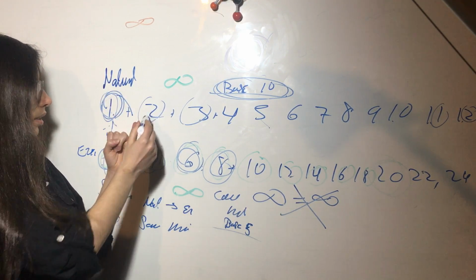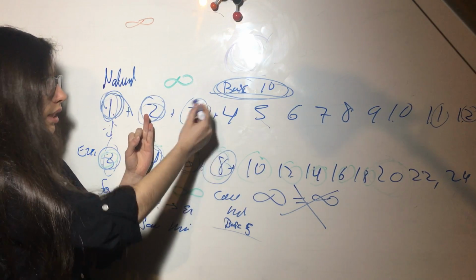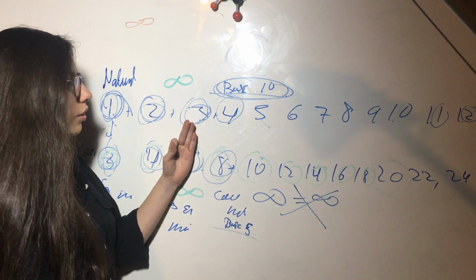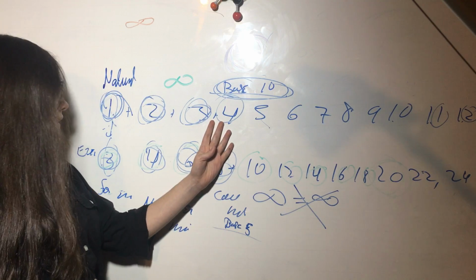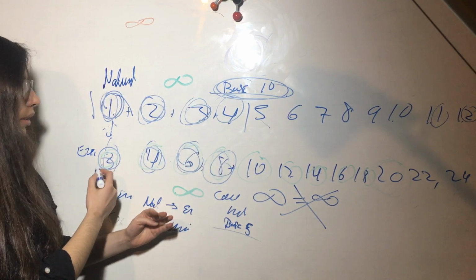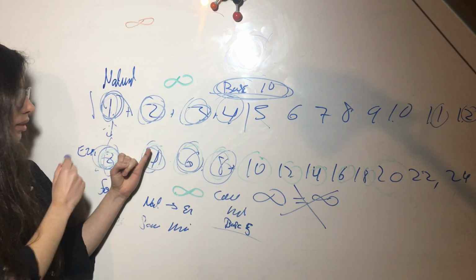Here, which we call 2, we have this amount of numbers. This is the number 3, and here we have this amount of numbers. This is the number 4, and we have this amount of numbers. So from here to here we have this amount of numbers. And here the same.